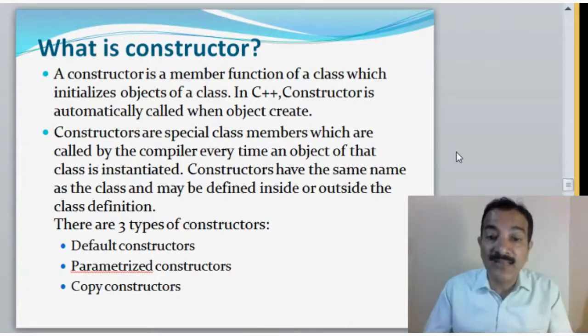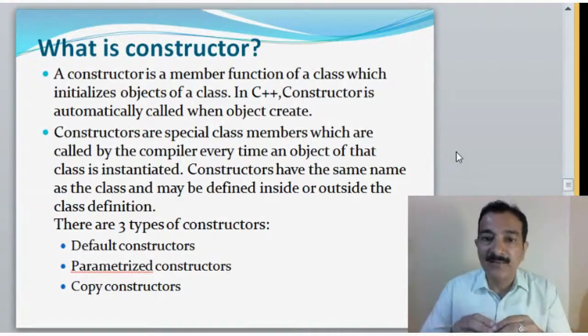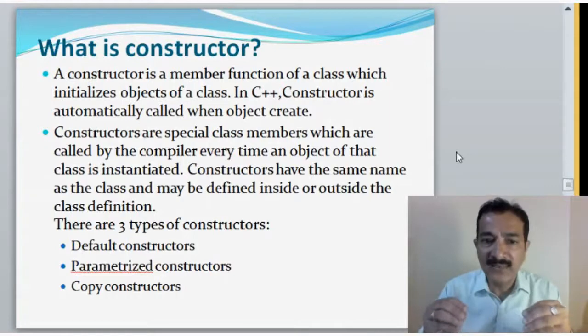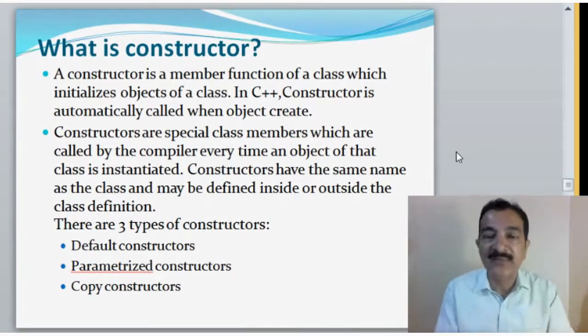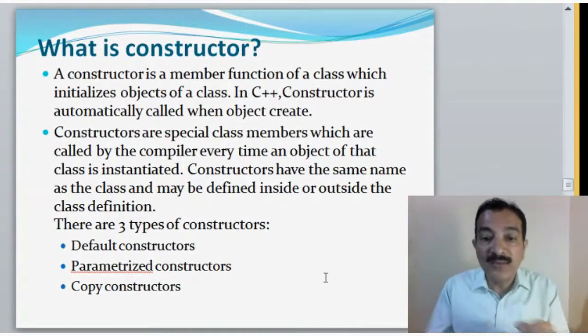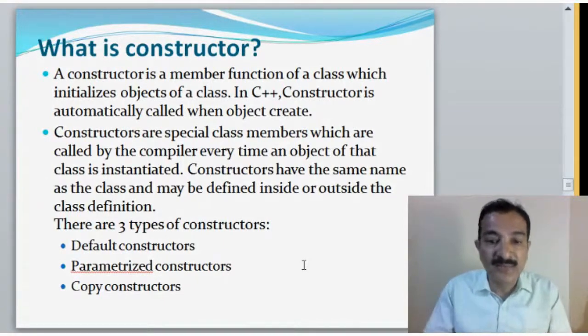Constructors have the same name as the class and may be defined inside or outside the class definition. There can be many constructors, and the main characteristic of a constructor is that it has the same name as the class. Because of that, it's automatically called whenever you create an object. Now, there are three types of constructors: the default constructor, the parameterized constructor, and the copy constructor.